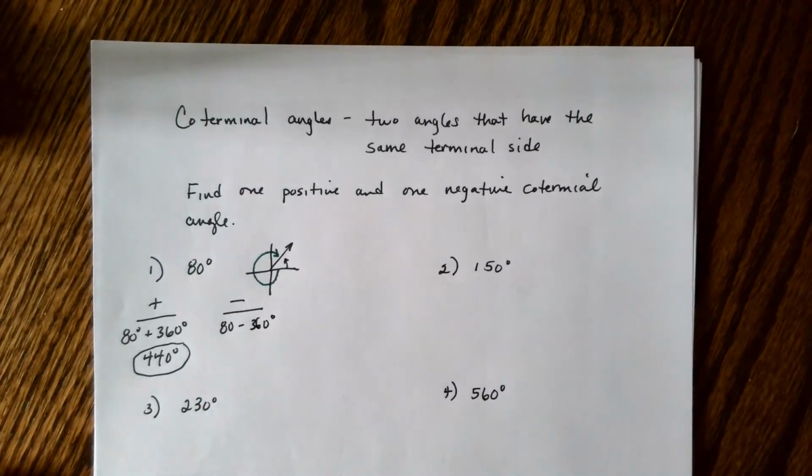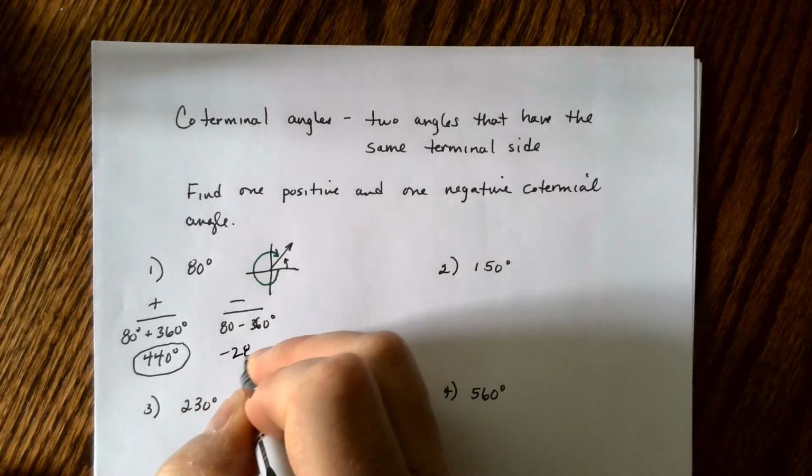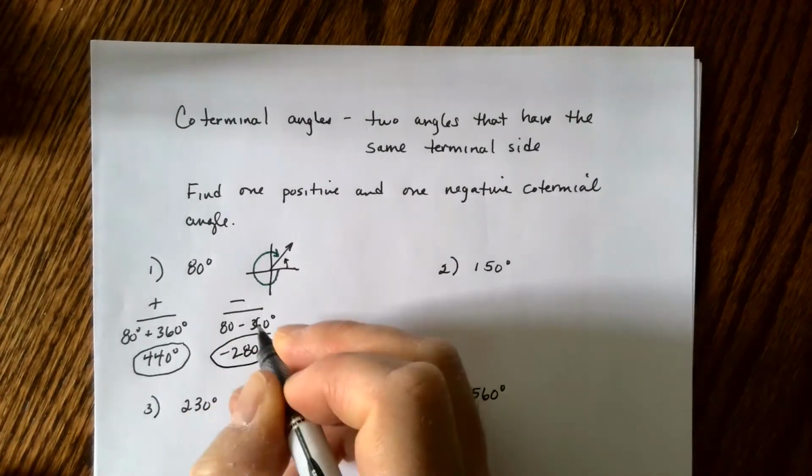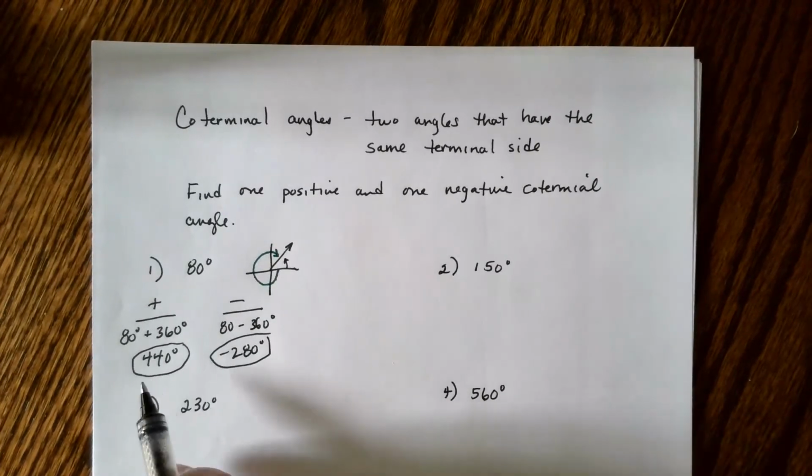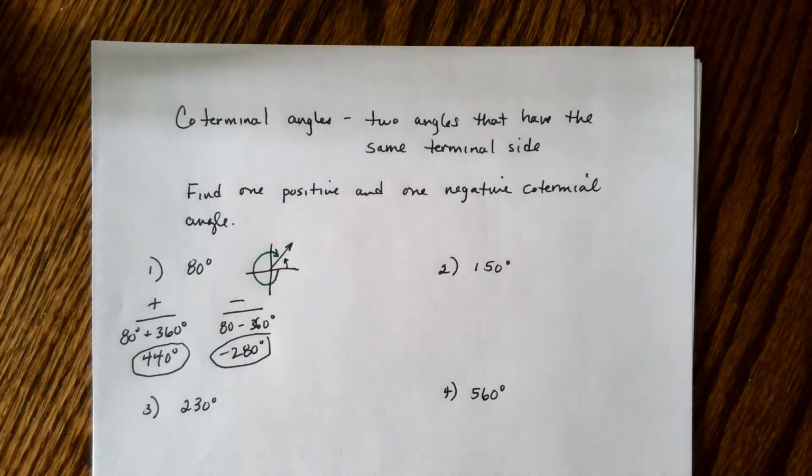It's just basically adding or subtracting 360, and that's what it comes down to. Now, it is quite that simple. However, you also have to keep in mind that you want a negative angle and you want a positive angle. Okay, we're going to get to that in just a few minutes.